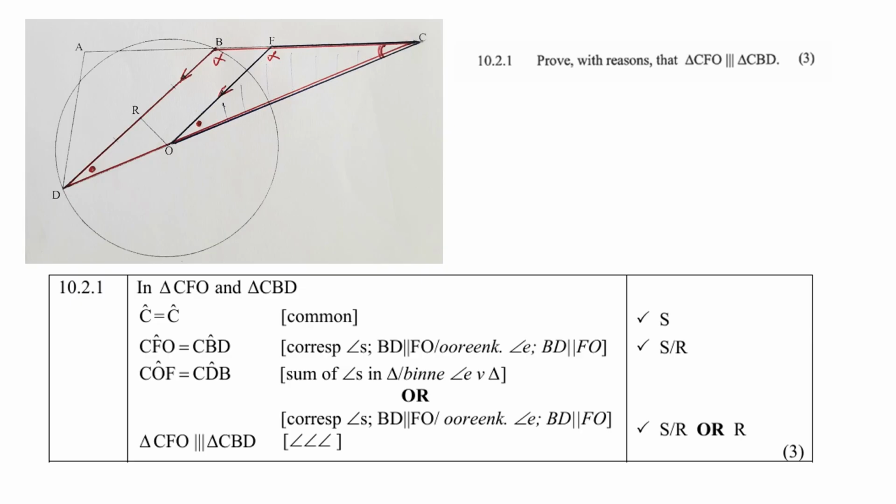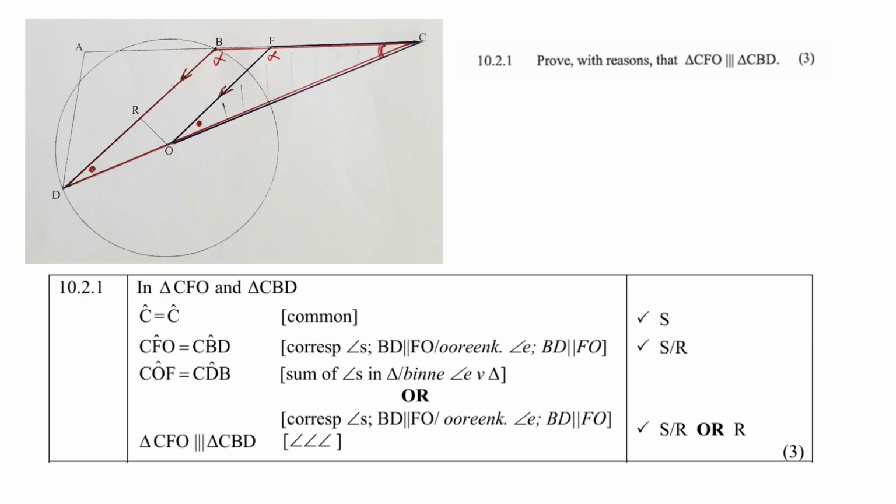That means angle C is common. Also angle CFO, which I've indicated with a little X. So CFO is equal to CBD, shown with a little X. Why are they equal? Because remember, BD is parallel to FO, so therefore they are equal corresponding angles. And of course, then the third angles will be equal, namely angle COF equals CDB. I've shown that with the red dot.